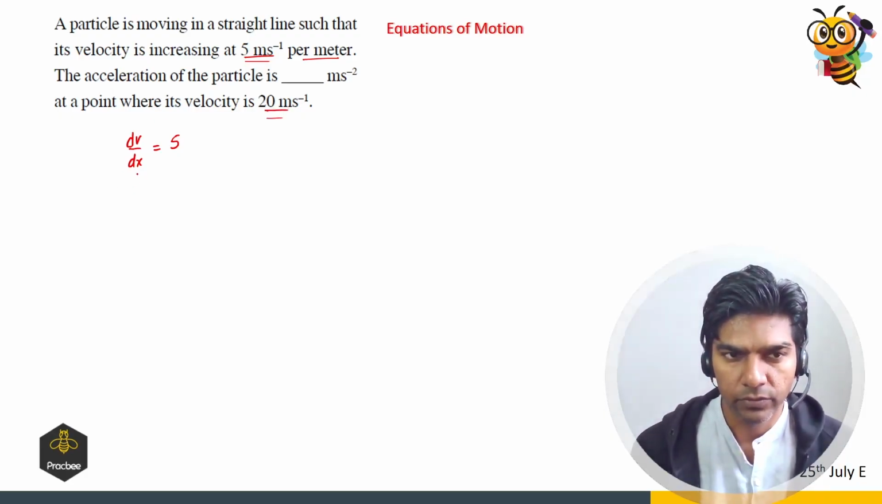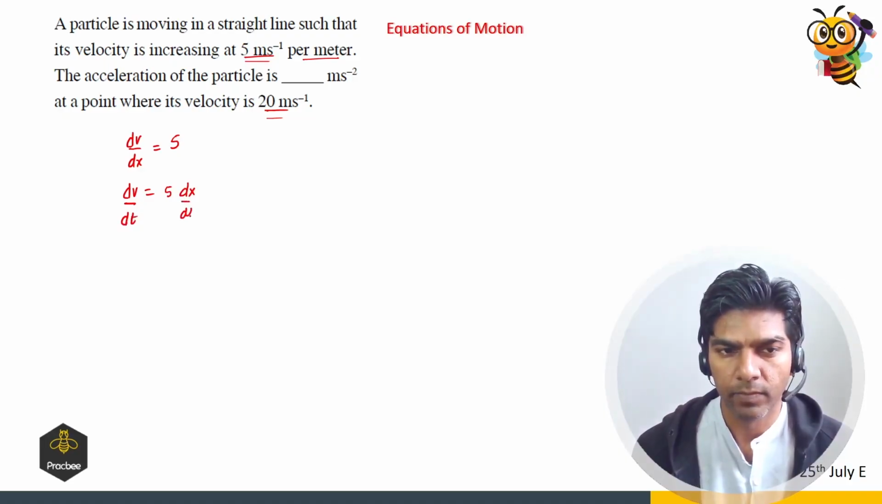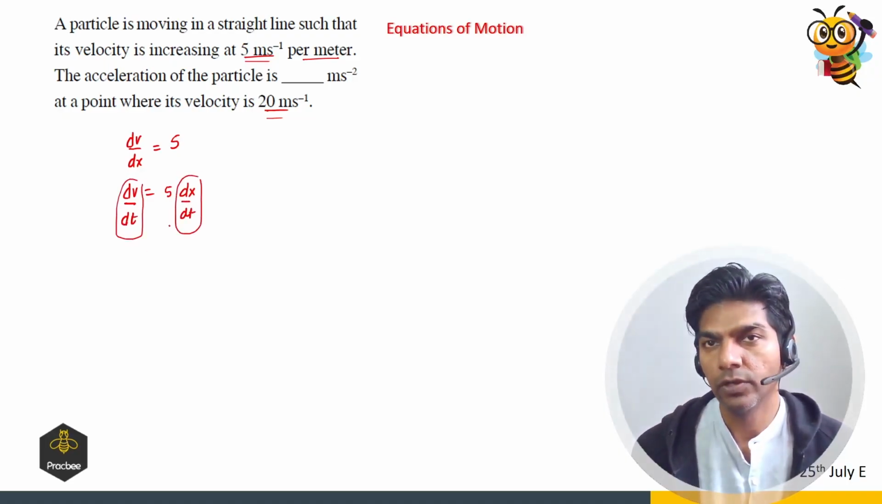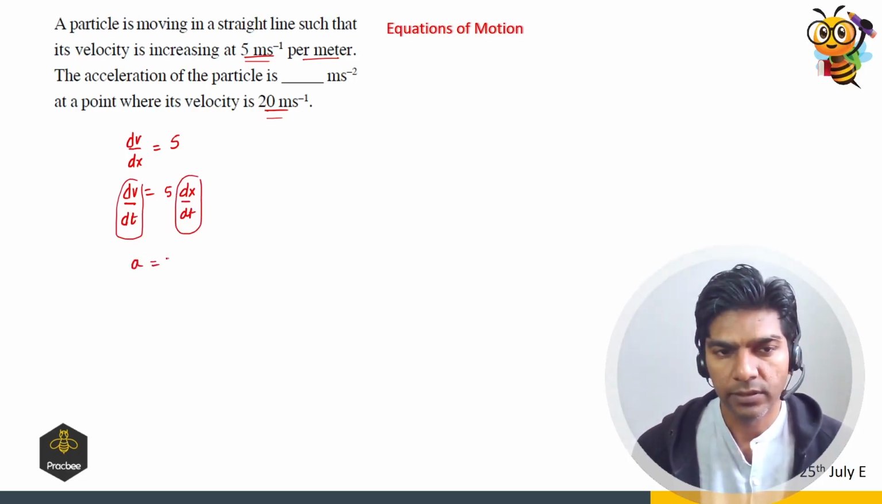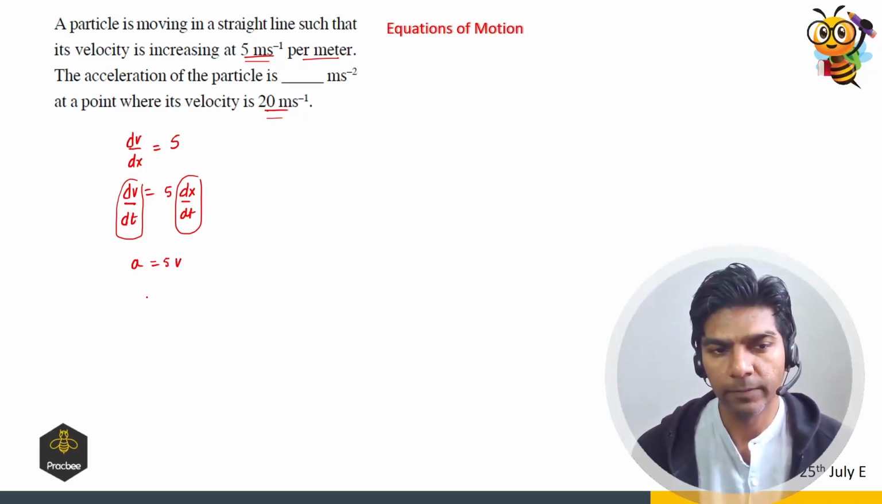So let us try to do this. dv is given as 5 times dx. Now if we divide both sides by dt, this is nothing but the acceleration and this is nothing but the velocity. So we can say acceleration is 5 times the velocity, and when the velocity is 20, acceleration will be 100. So 100 is the answer, right?